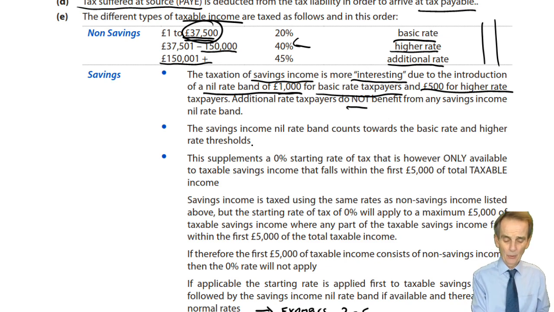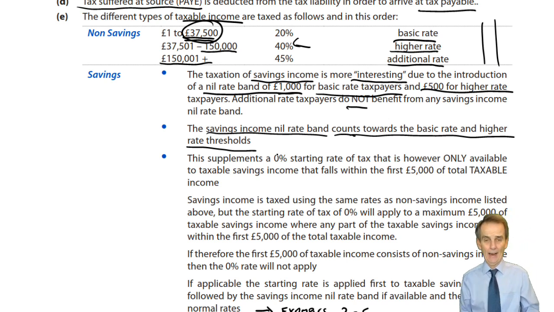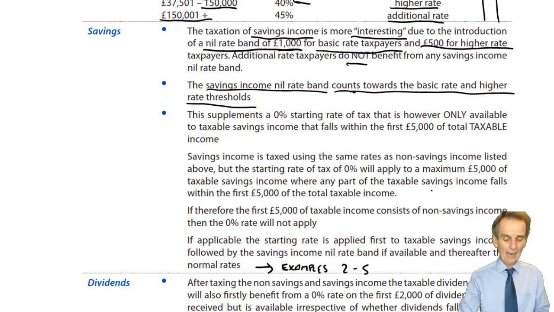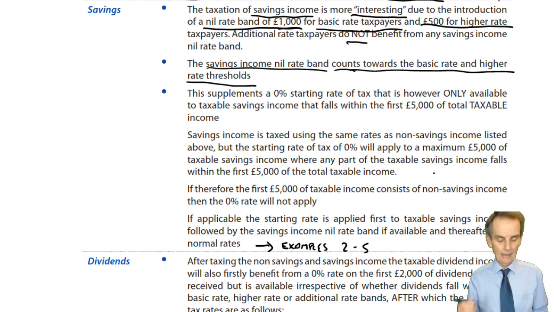As we just made the point, this savings income nil rate band is a part of your tax calculation. So therefore, that either £1,000 or £500 counts towards your basic rate and higher rate thresholds and limits there. It is included within the tax calculation. We'll see that with the examples that follow very soon. Now, that's one new interesting element to the taxation of savings income, the awareness of the application of the relevant, if any, savings income nil rate band.